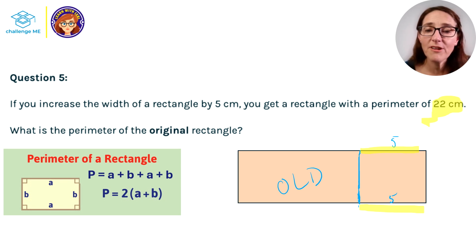Okay, so the original perimeter, we're never going to find out what the width and the height are, but we know that this width and this width and this height would have added up to 10 less than this, so it would be 12 centimetres. And that's the answer you're looking for.